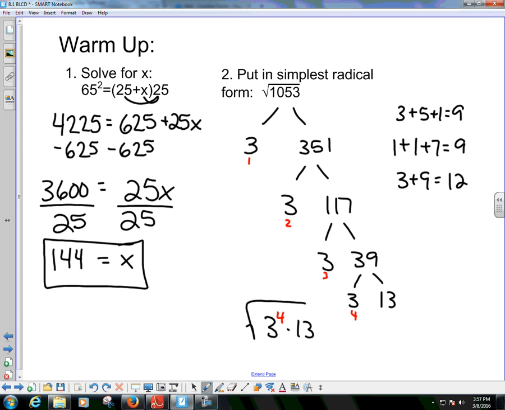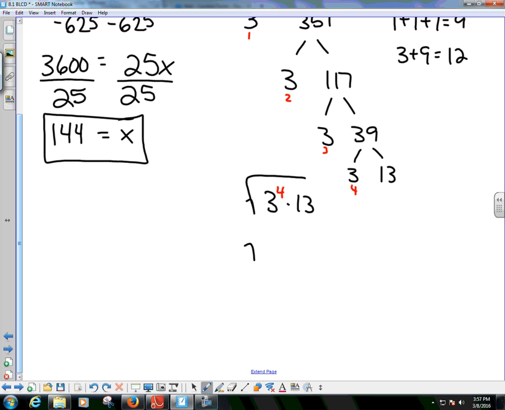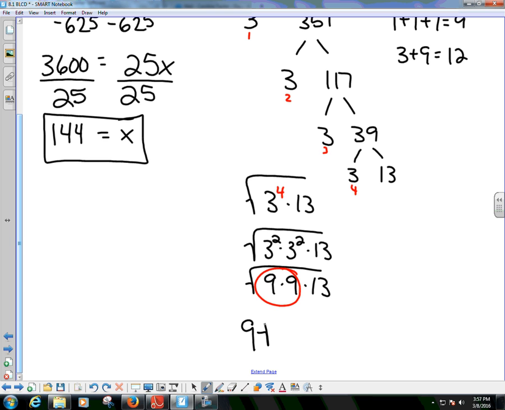All right. So I look at that and I'm going to use my trusty math skills. I'm actually going to look at this and say, well, 3 to the 4th, that's the same as 3 squared times 13. All right, that's 9 times 9 times 13. And anytime I have 2, I can circle them. 1 breaks out, so I have 9 times the square root of 13.